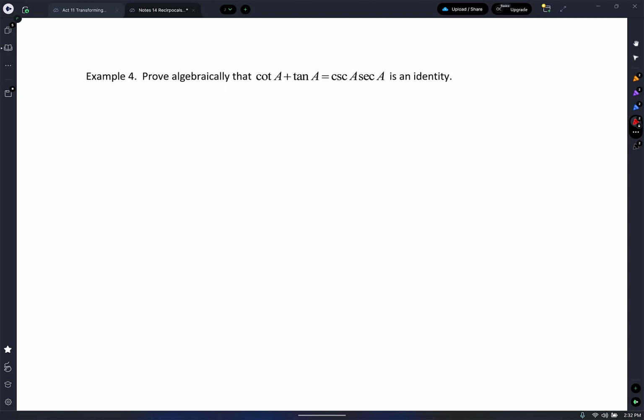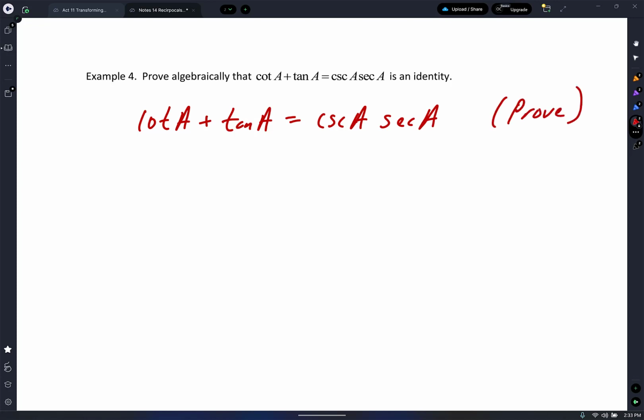All right, prove algebraically that cotan A plus tan A equals cosecant A, secant A is an identity. Okay, so here we go. I'm going to write cotan A plus tan A. And I want that to be cosecant A, secant A. That's what I want to prove. I'm going to go slow, guys.